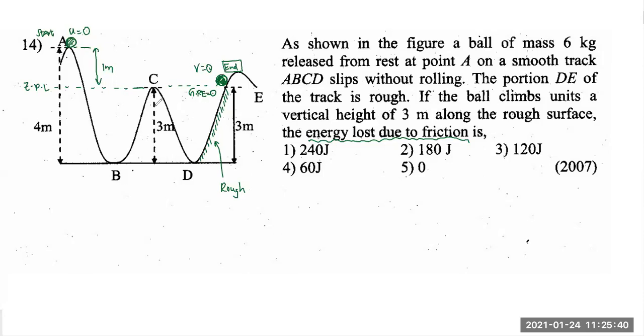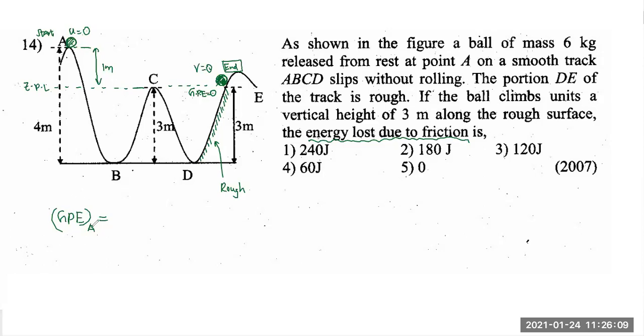Therefore, I will write an equation. Initially at A, we have gravitational potential energy. Do we have kinetic energy at A? No, nothing else. Equal to, if you go to point E, which is the final point of this motion, gravitational potential energy is zero because that is the zero potential level. Kinetic energy is also zero.